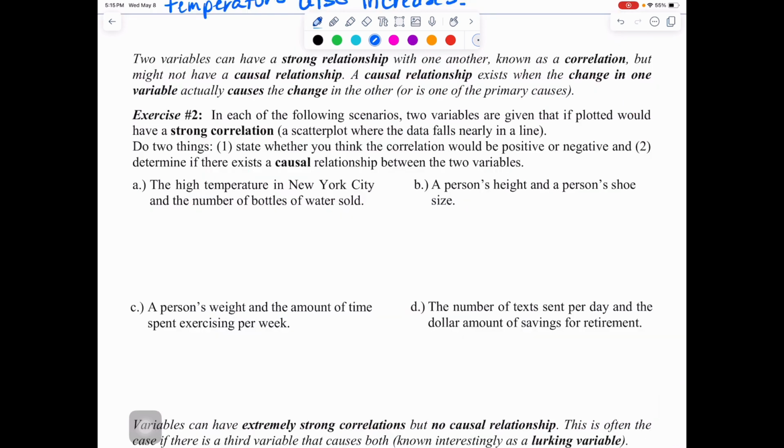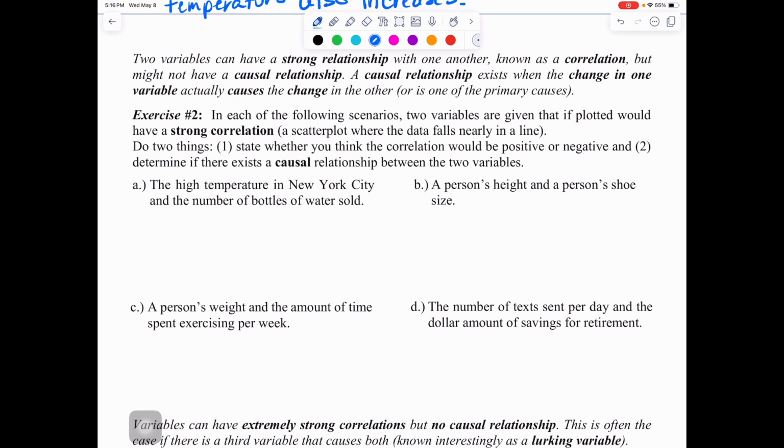Okay, so now moving on, two variables can have a strong relationship with one another known as a correlation, but might not have a causal relationship. A causal relationship exists when the change in one variable actually causes the change in the other or is one of the primary causes. So in exercise 2, in each of the following scenarios, two variables are given that if plotted would have a strong correlation. A scatter plot where the data falls nearly in a line. So similar to what we saw in our first example.